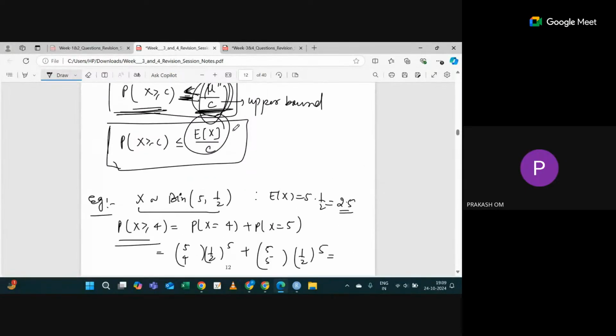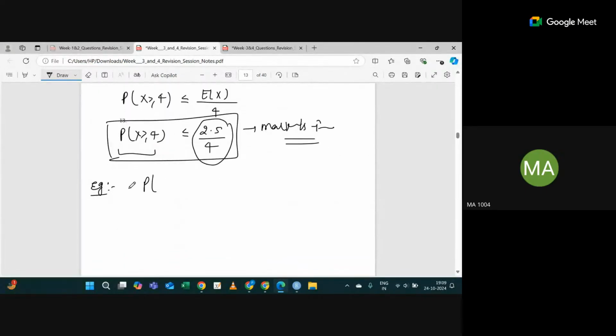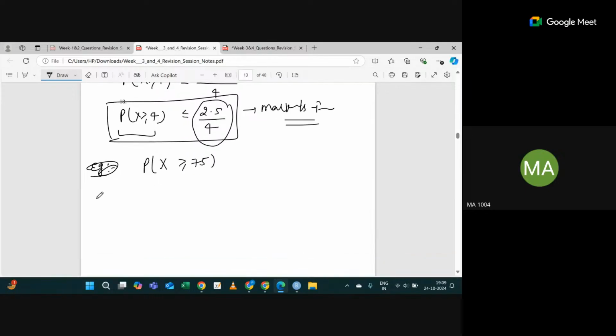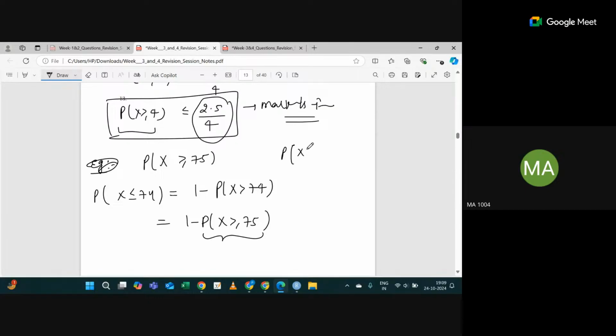And there is one lower bound also, sir. Yeah, so you have to change this inequality. Basically you can do it like this. Suppose my question was probability x greater or equal to 75. Now suppose my question is the probability that x is less or equal to 74. Then how can you proceed to apply the Markov inequality? You can write 1 minus probability x greater than 74. Can I do this? Yes. Then can I write 1 minus probability x greater or equal to 75? And at this part, I can apply the Markov inequality. Got it?